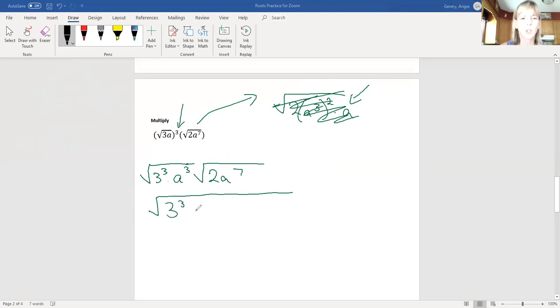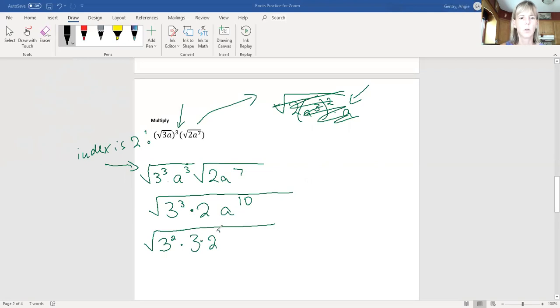So let's look at it. 3 cubed times 2, and don't make a big number because you'll have to take it back apart. A cubed times A to the 7th is A to the 10th, because, right, the product rule, you add your exponents. So then you make it into, what do you need? You need an exponent of 2, because if this is blank, my index is 2, right? That's a square root. So don't think that's a 1. So we need an exponent of 2. So we can do 3 squared times 3 times 2 to the first. Those are first powers. You don't need to show that.